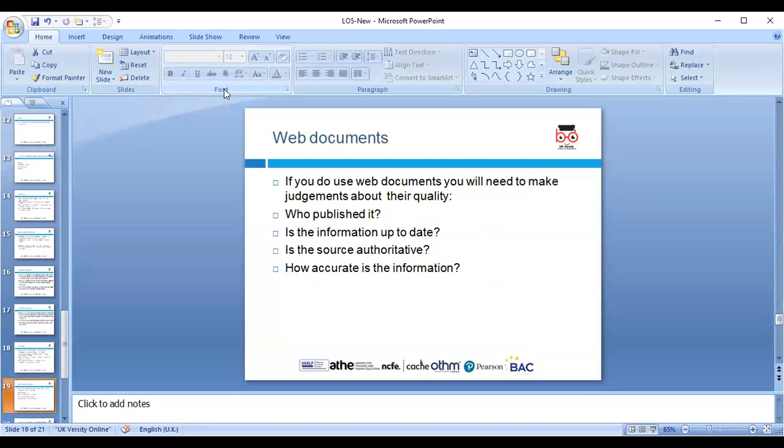Okay, web documents. If you use a web document, you will need to make a judgment about its quality. Who is the publisher? Is the information up to date? Please try to use information which is published within 5 years. For journal articles, sometimes it's 5 years or even more, because a lot of new research carries on coming. So if you have quite a latest one, it is always good, more up to date, more reliable information. Information needs to be more up to date and more reliable, so that it suits you to achieve your research objective.